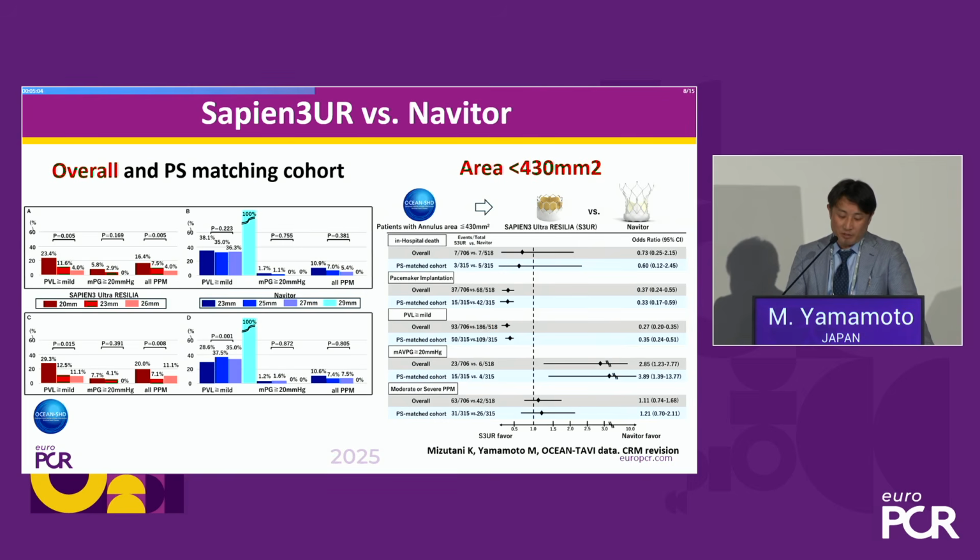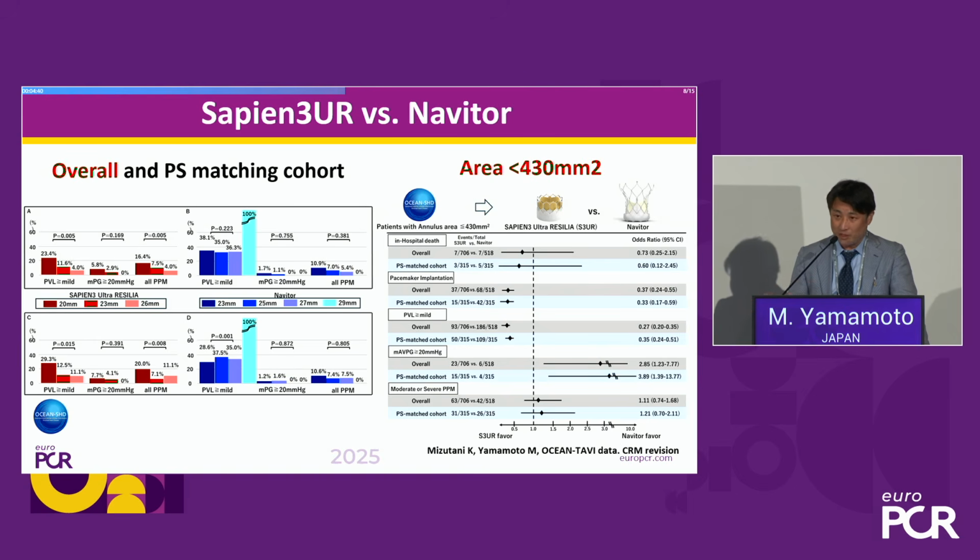What about the Sapien 3 Ultra Resilia versus Navitor valve? Here the left side upper panel shows the overall cohort, the lower side is a propensity matching cohort, and the right panel focuses on the small anatomy. The results are completely the same between the balloon-expandable versus supra-annular self-expanding valve.